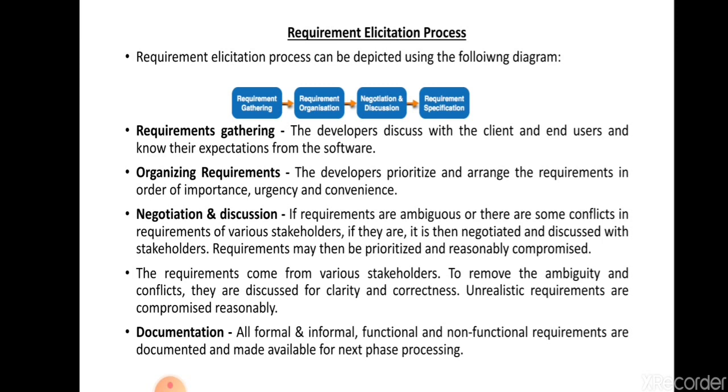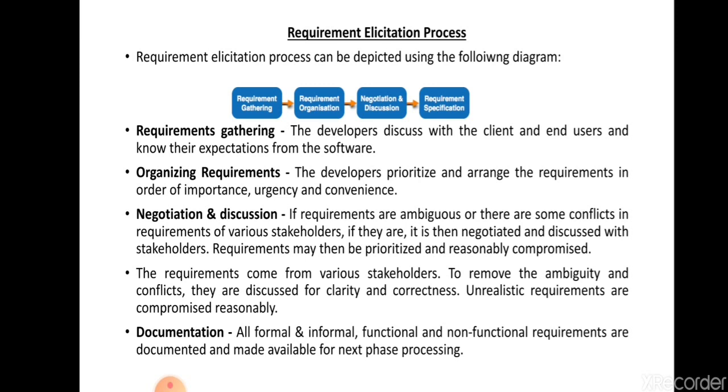Next one is the requirement elicitation process. The requirement elicitation process has 4 steps. First, we have to gather the requirements. Then the requirements have to be organized. After that, the requirements are to be negotiated and discussed. And the final one is to specify the requirements. Requirements gathering, requirements organization, negotiation and discussion, requirement specification.